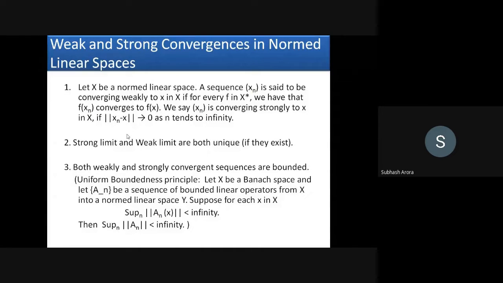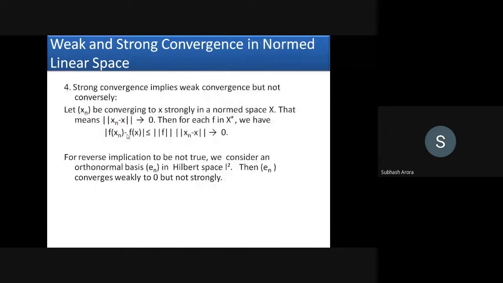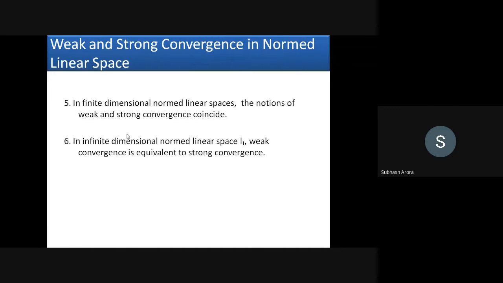Then the question arises: if we consider a finite dimensional non-linear space, weak convergence and strong convergence. I told you that strong convergence implies weak convergence, but the converse is not true. But in the case of finite dimensional spaces, weak and strong convergences become identical. Becoming identical means that every weakly convergent sequence is also strongly convergent.